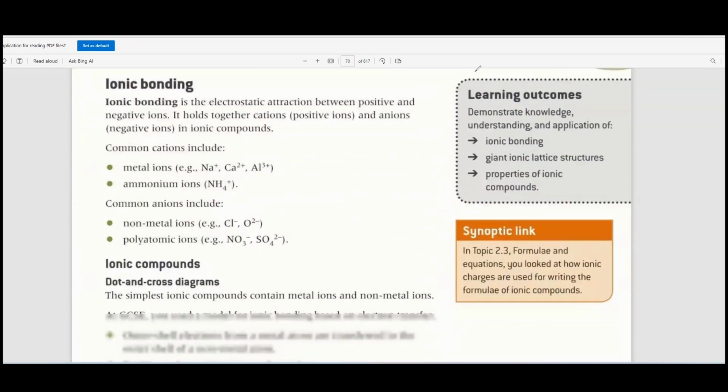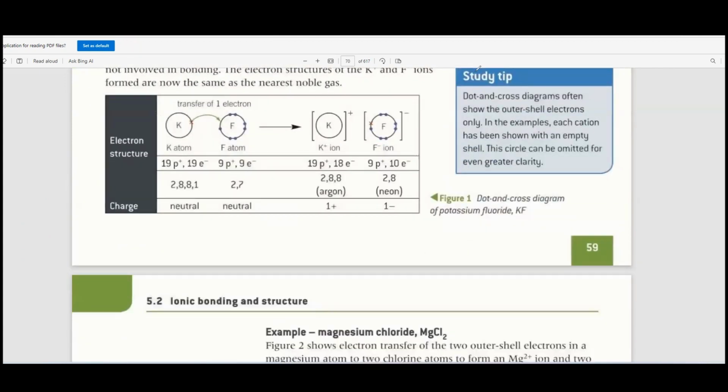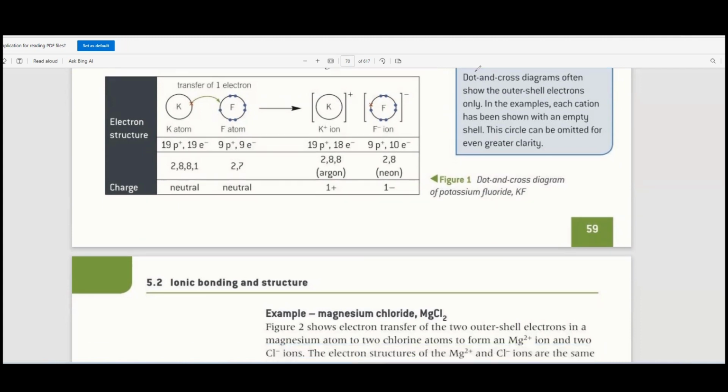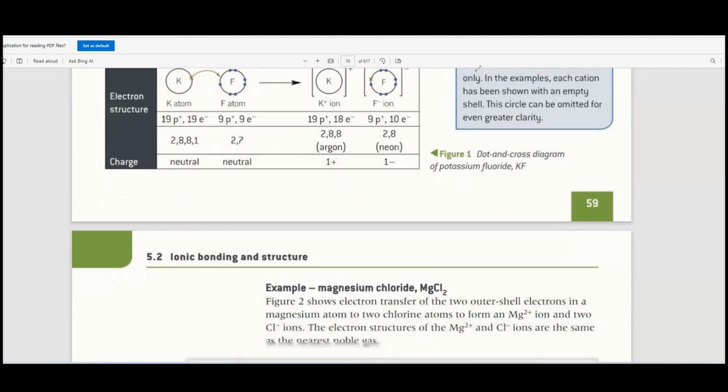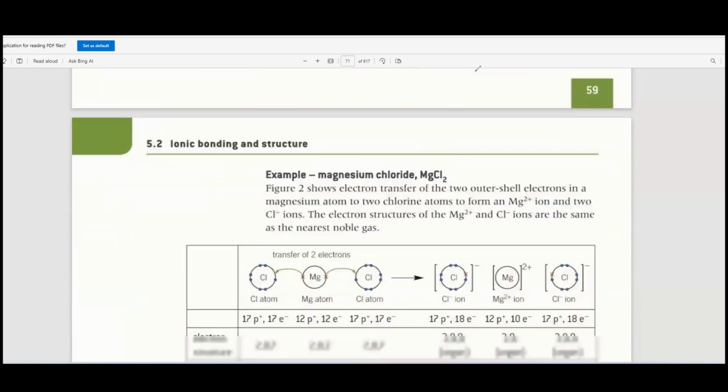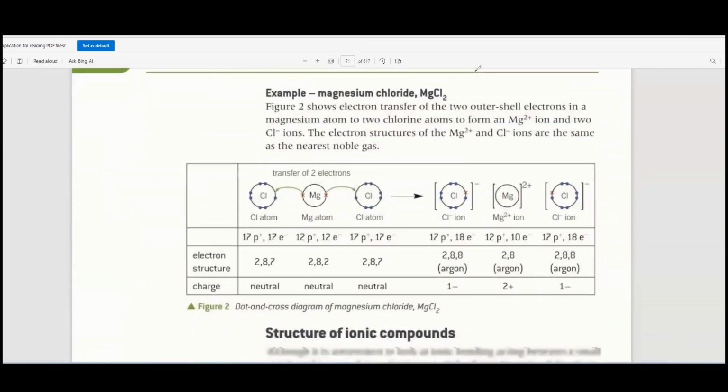Where were we? So we know that electrons go there, then both of them have the electron configuration of their closest noble gas. This one is just like neon, this one is just like argon, and that's it. What are the charges? This is positive one, this is negative one. That's it.